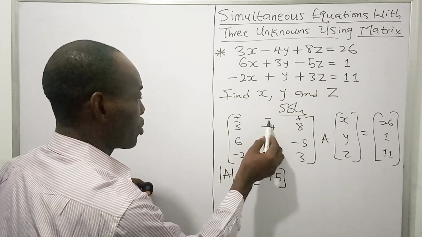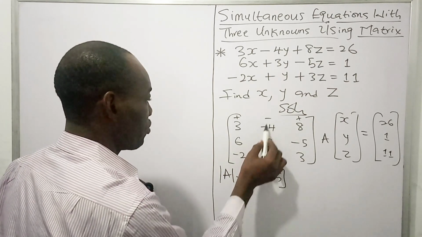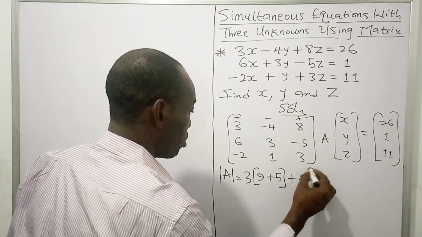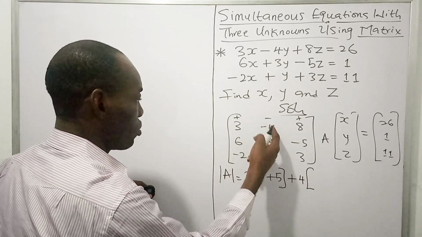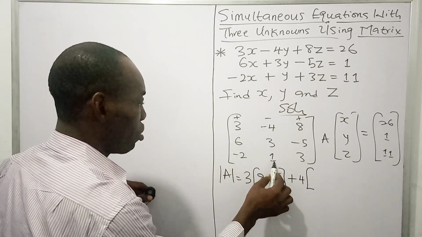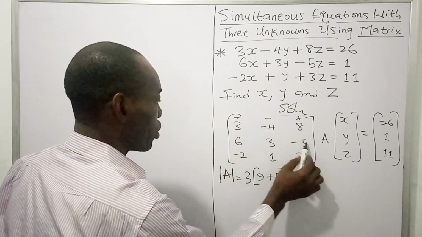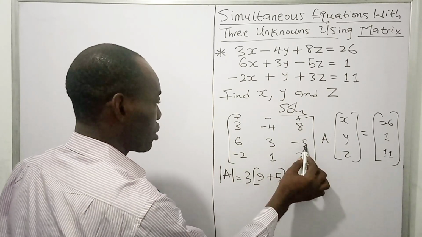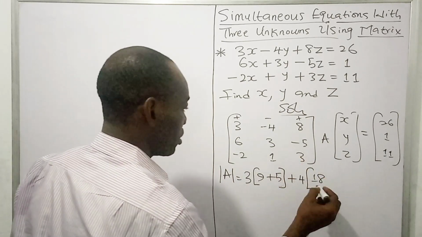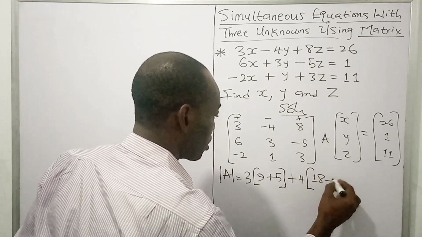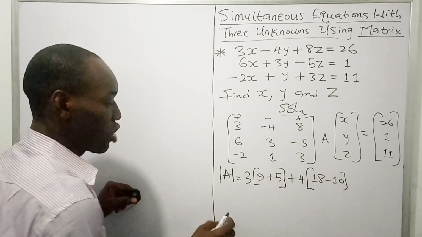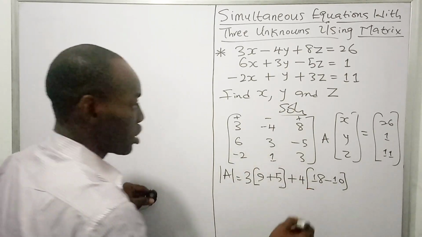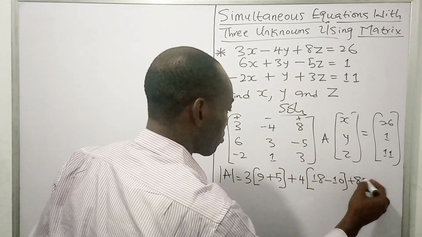Then the next entry should be negative, but the negative sign will cancel out, so this becomes positive 4. Where the 4 is, we close this column and this row, so we work with these 4 entries. So 6 times 3 gives us 18. Then minus 2 times minus 5 is minus 10, and that's plus 10 rather. So we have 18 minus 10. Remember, in looking for determinants, we find the difference between the products, which is what we just did. Then the last one there is plus 8.